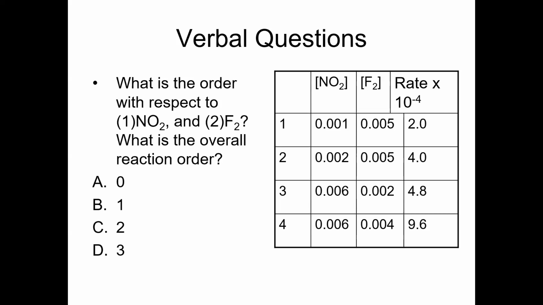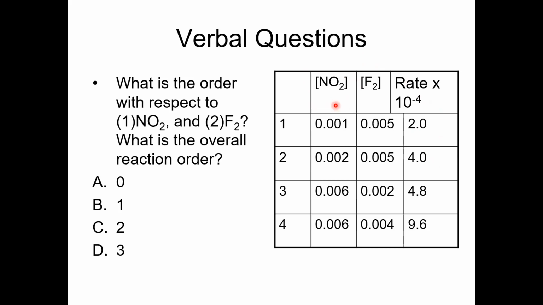So if I look at the first reaction, pull up my laser pointer. In my first reaction, the fluorine stays the same. So we're not talking about fluorine here. I can kind of ignore that. The nitrogen dioxide is doubling, and the rate goes from 2 to 4. So what's going on there? Both are doubling. If they are both doing the same thing, that tells us the order with respect to nitrogen dioxide is 1.